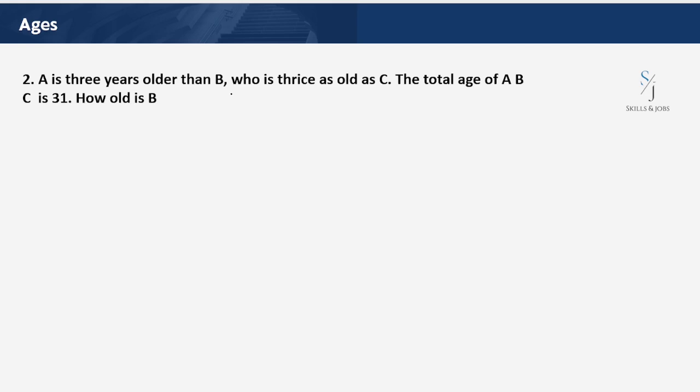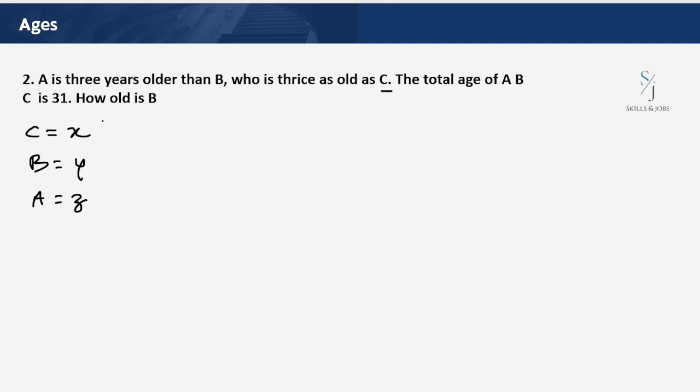So here we need to understand where to assign the variable. Whether we need to assign the variable to A, B, or C. So that is a trick. It is very simple. Okay. So here A is 3 years older than B. So A is related to B. B, who is twice as old as C. So B is related to C. So we will assign the variable to C. Let the age of C be equal to x. B is equal to y and A is equal to z.